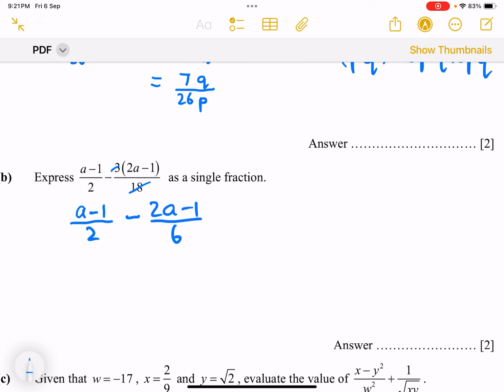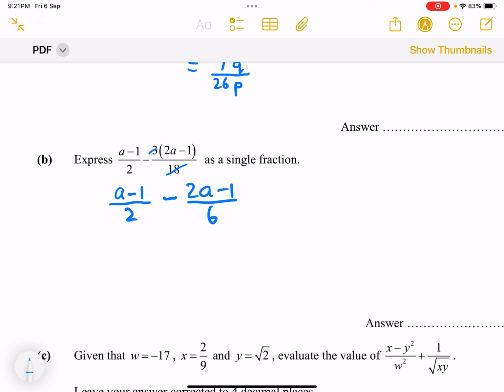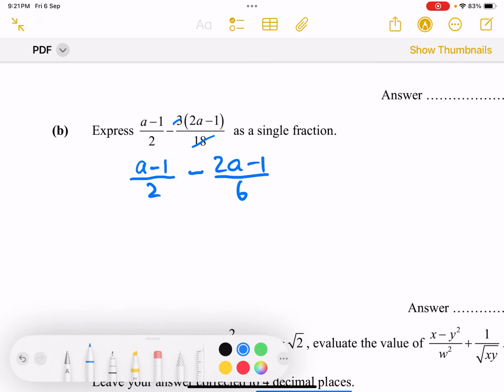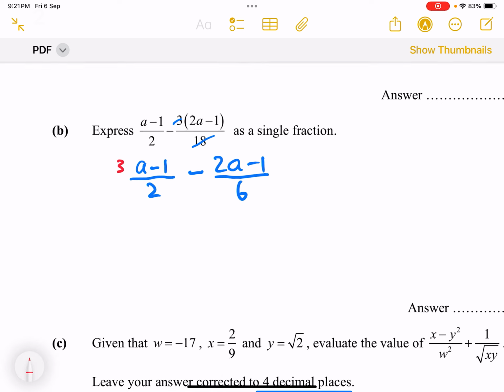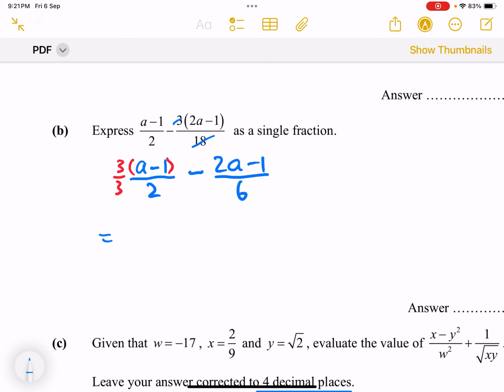Right, now in the next sum, we are to express as a single fraction. Before we can go on, we should notice that 3 can cancel with 18. That will give us a smaller denominator to work with. So when we subtract two fractions, we need to make the same denominator. That means the denominator of both must be 6. So that means we have to multiply by 3 over 3 here to give us a denominator of 6. So when the denominator is the same, we can put under a single denominator.